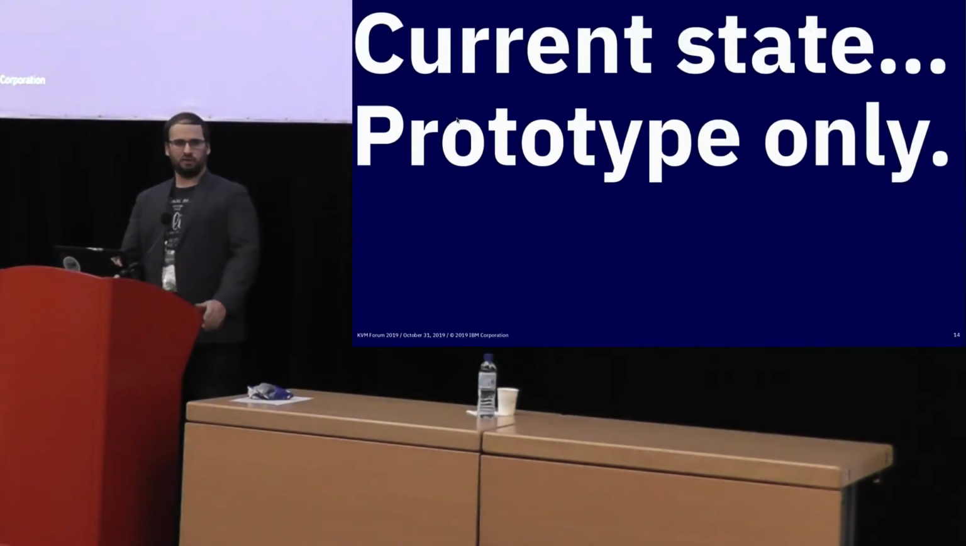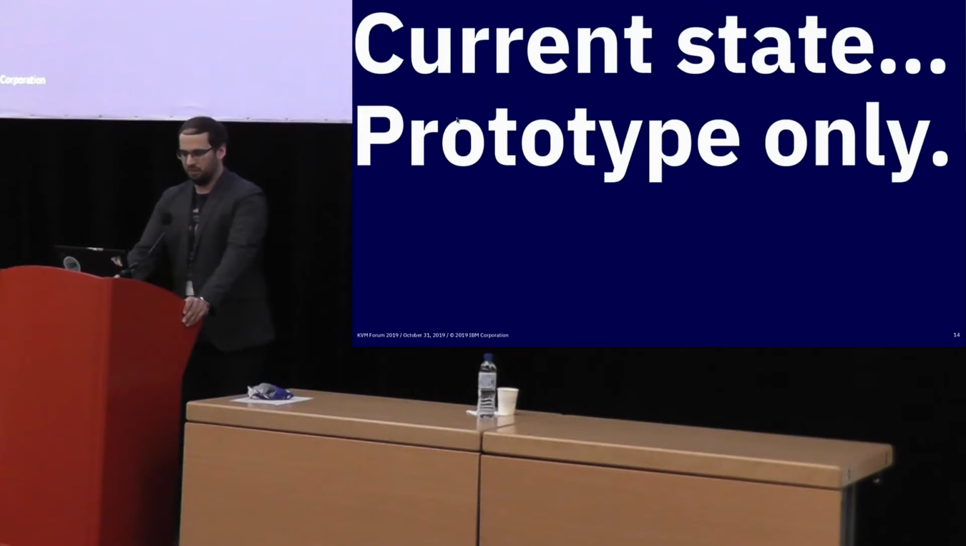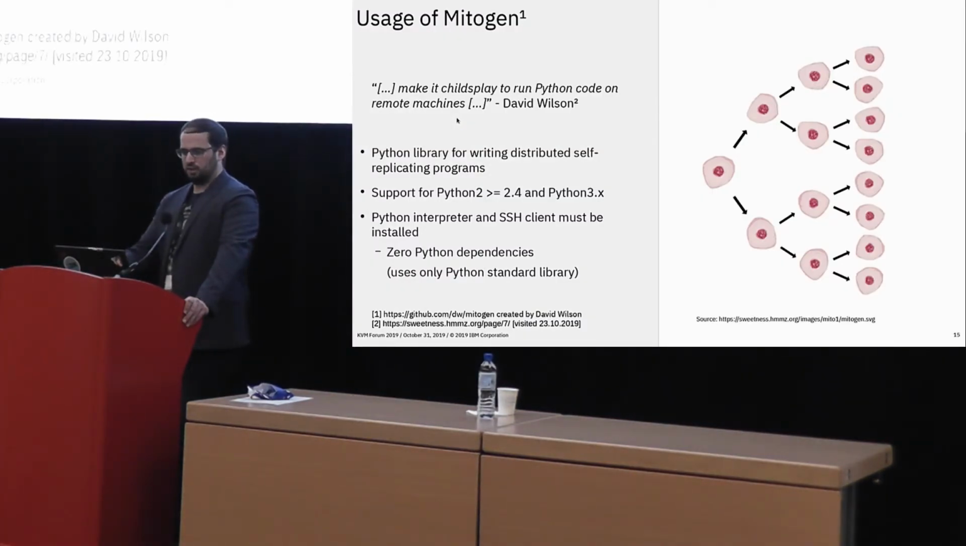Okay, the current state of this code is prototype only. But what I am using is Mitogen, and here I will quote David Wilson, the maintainer of this project: make it child's play to run Python code on remote machines. So it's basically a Python library for writing distributed self-replicating programs, has support for Python 2 greater or equal than 2.4, requires a Python interpreter in the guest, and an SSH client must be installed. And it has zero Python dependencies, so it uses only the standard library.